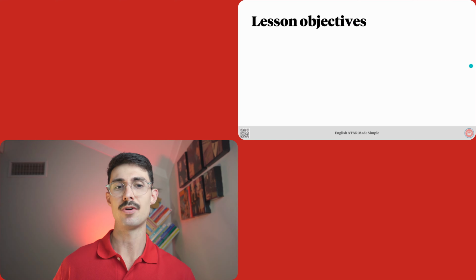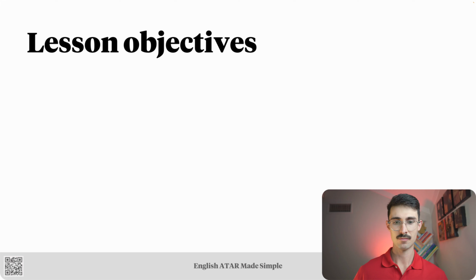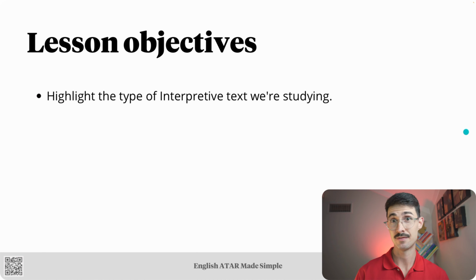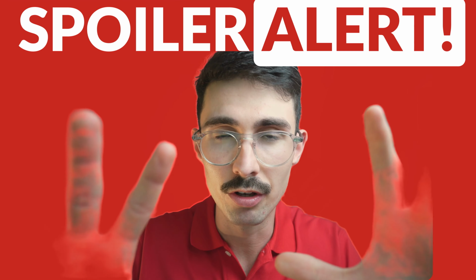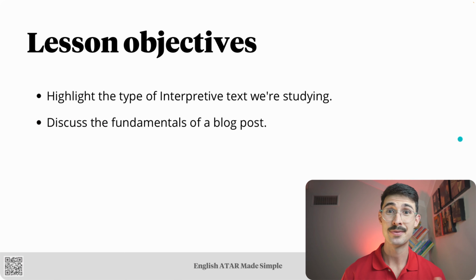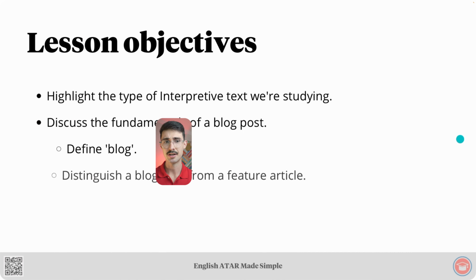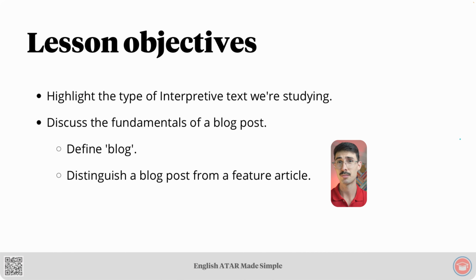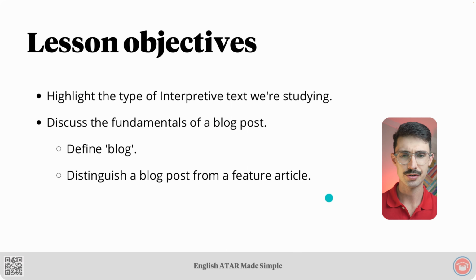Here is what is in store for this lesson. First up, we will highlight the type of interpretive text we're studying over the next 4 or 5 lessons. Spoiler alert, it is a blog post, and in order to properly study a blog post, we should probably discuss the fundamentals of it, so that's what we'll be doing soon. In discussing the fundamentals, we will define a blog. We'll also distinguish a blog post from a feature article. These two get confused a lot, so it's important to understand how they're different and similar.